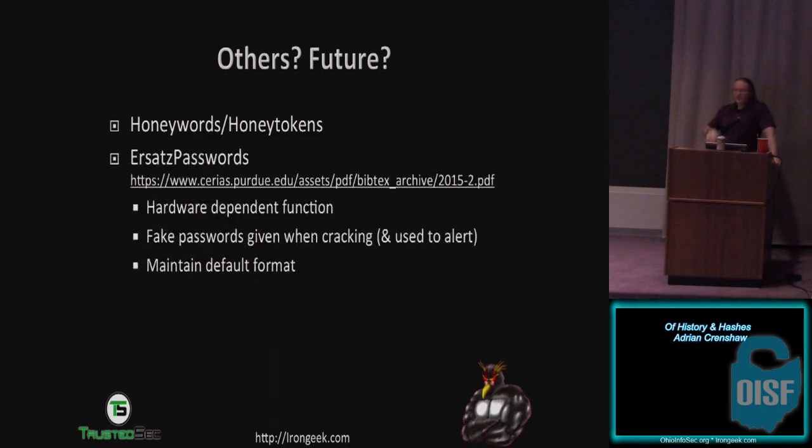A more advanced version of this would be Ersatz passwords. This is something some guys came up with at Purdue, including Spafford. The way it works essentially is you have a password system that is apparently completely functional, and the passwords it stores look like real passwords. However, when attackers crack those passwords, it comes up with a wrong password, and if they ever use that wrong password, you know the system's been compromised. You'd have to read the whole paper for a better description of that.